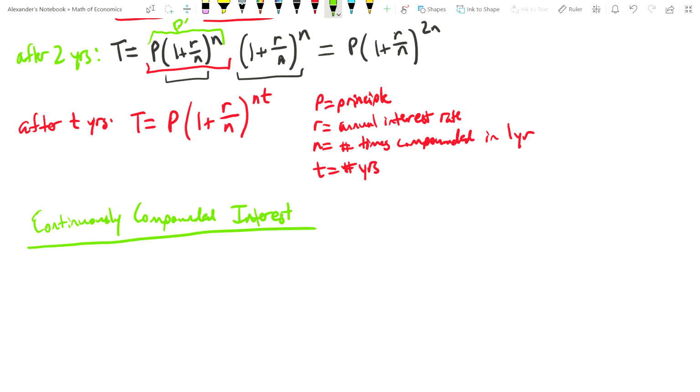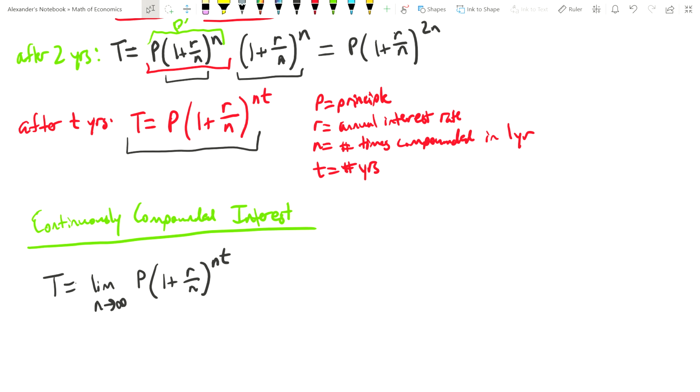So in order to figure out how to calculate that, let's take the general expression that we had before. n was the number of times that the interest is compounded every year, but we want to compound it infinitely many times. So we're going to take the limit as n goes to infinity. Now our total is going to be the limit as n goes to infinity of the principal times 1 plus r over n to the nt, just carrying over what we had before.